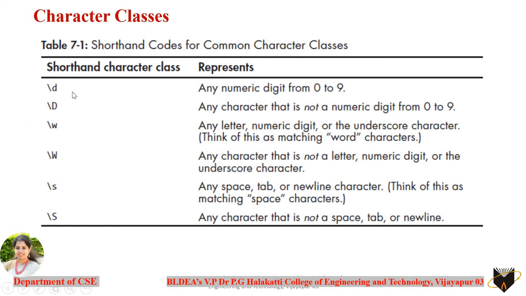All of you are already familiar with backslash lowercase d, which defines any single digit from 0 to 9. Similarly, you can also use backslash uppercase D, which means any character that is not a numeric digit from 0 to 9. That means in the case of the uppercase letter, a single character except the digits. Then lowercase w used with the backslash tells any letter, numeric digit, or even the underscore character. So any letter from A to Z, a numeric digit can also be considered, and one more special character that can be used with this backslash w is the underscore.